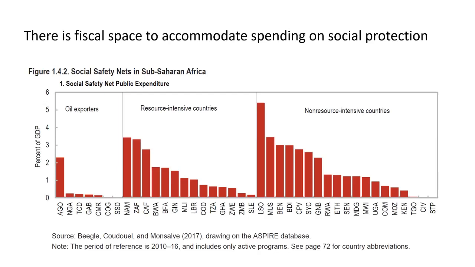And what is surprising is that when you see, for example, Lesotho and Mauritius, they are non-resource-intensive countries, but yet they spend more on safety nets and social protection compared to resource-intensive countries such as Namibia, or even oil exporters such as Angola or Nigeria and so on. So here, countries that have opportunity through oil exports or resource-intensive exports can allocate more to social protection.